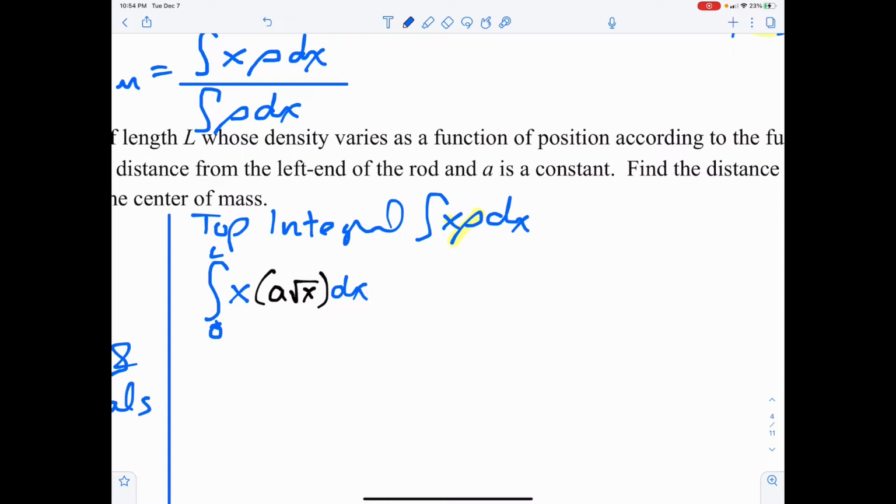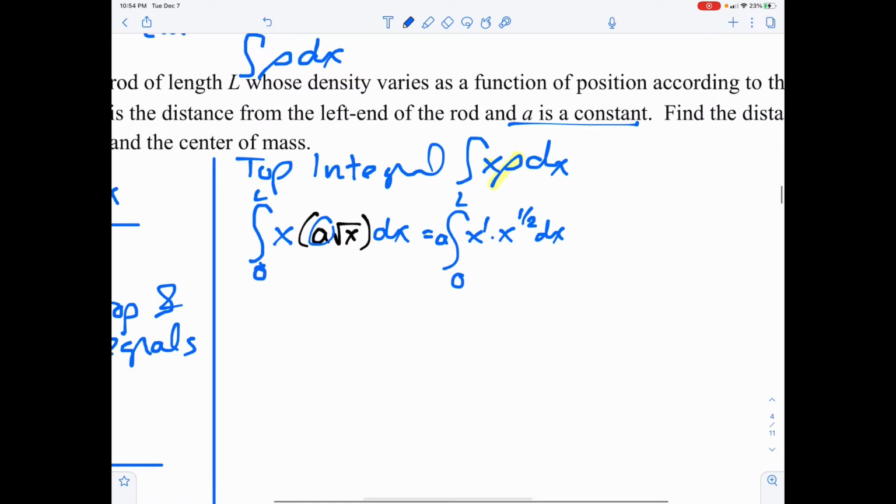Okay, so now what we're going to do is rearrange this. Remember, a is a constant, and constants can be pulled out. So I'm going to rewrite this as the integral from 0 to L. I'm going to pull the a out, and I've got x to the first power, times x to the 1/2 power. Okay, and dx means we're integrating with respect to x. So now I've got a times the integral from 0 to L of x to the 3/2 dx.